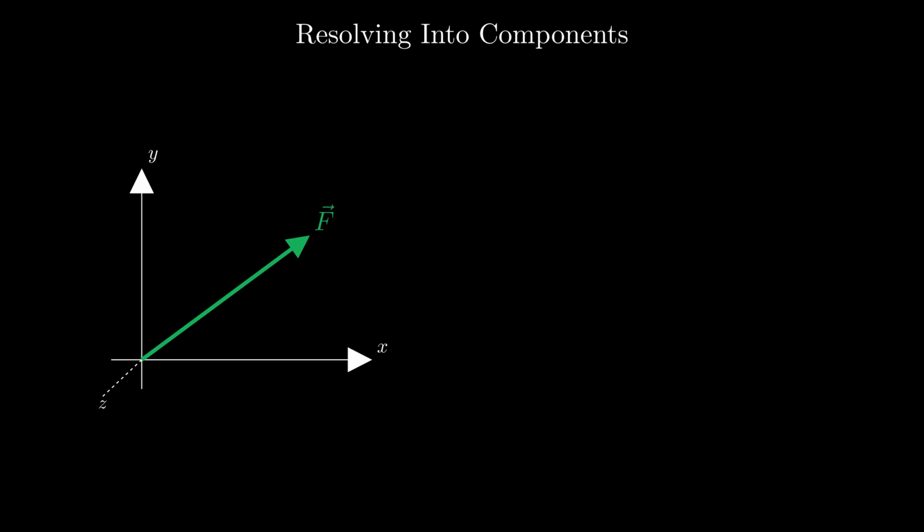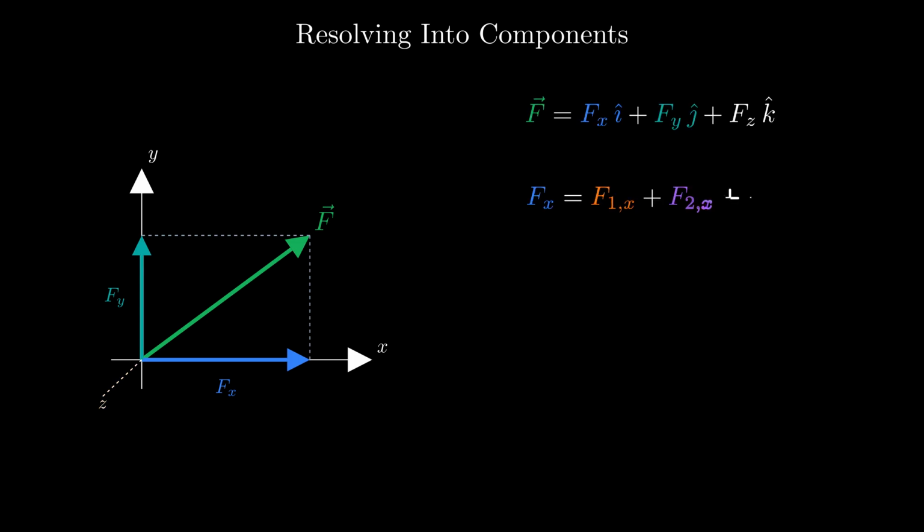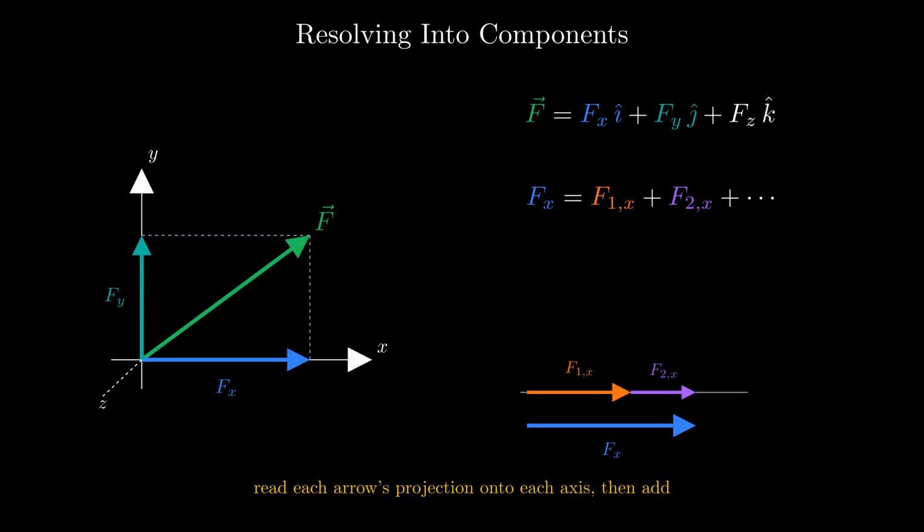To turn this picture into numbers, we lay down coordinate axes. With a Cartesian system chosen, we resolve the total force into components. Its x component along i hat, its y component along j hat, and its z component along k hat. And here's the useful part. Each component is itself a simple sum. The x component of the total force is just the x component of the first force plus the x component of the second, and so on. The diagram does the bookkeeping. Read each arrow's shadow onto each axis, then add them up.